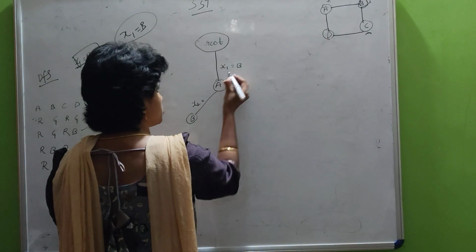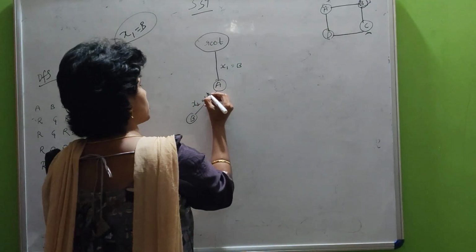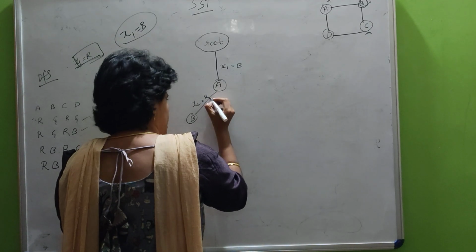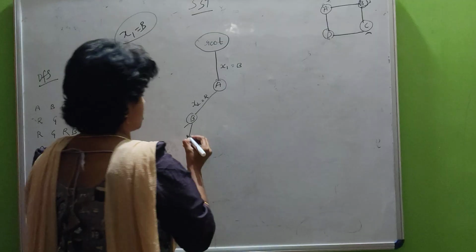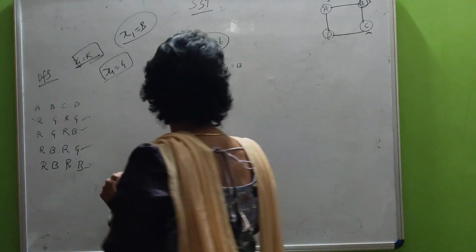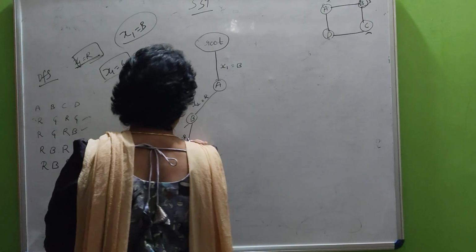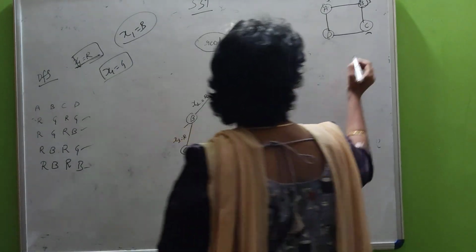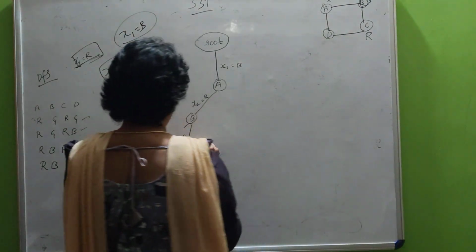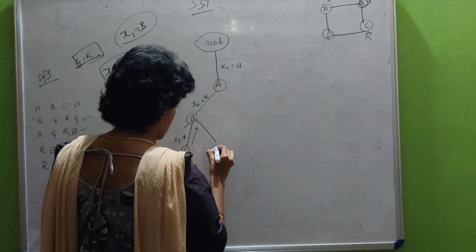x2 is equal to red. It's fine. Next, now you are coloring with red. x3 is equal to red. If you are writing red here, that's not possible. We'll kill here, and you have to backtrack. Next, C.